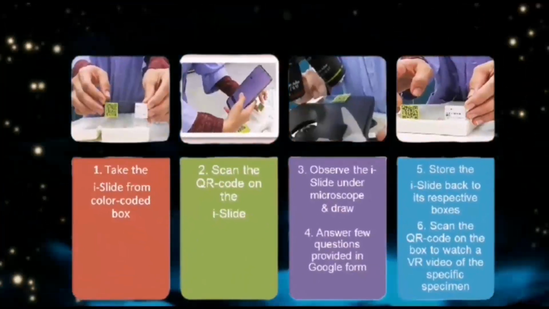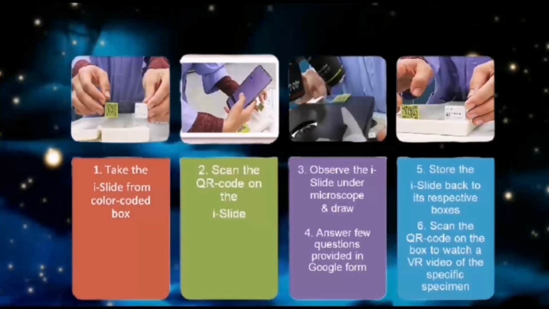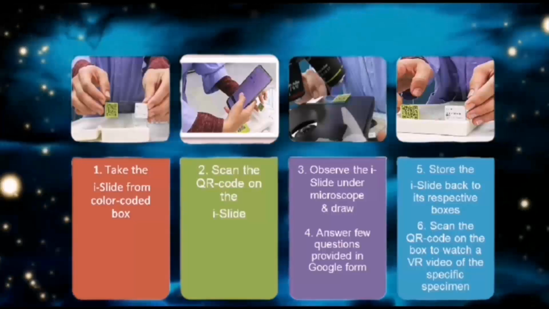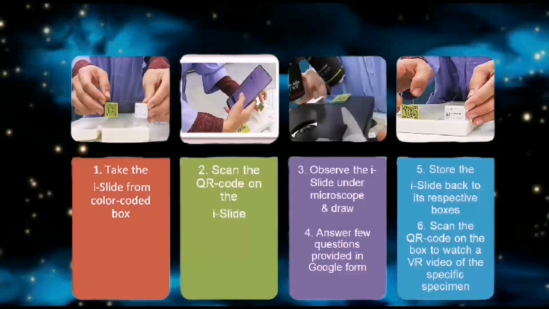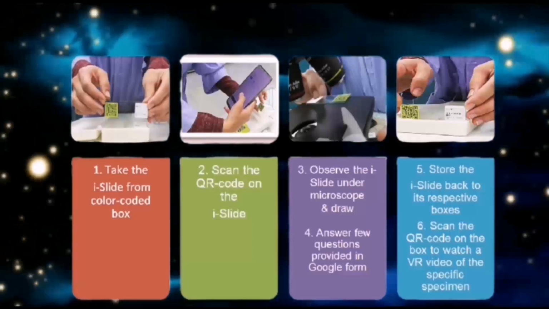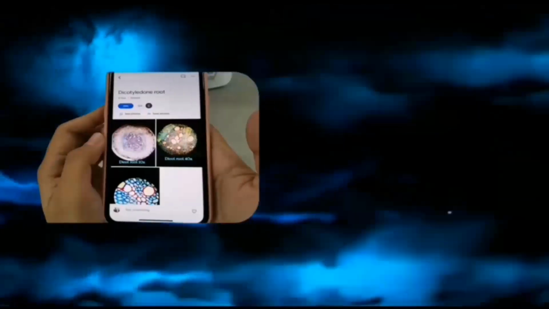Take the iSlide from the color-coded box, scan the QR code on the iSlide, observe the iSlide under the microscope and draw, answer a few questions provided in Google Form, store the iSlide back to its respective box, and scan the QR code on the box to watch a VR video of the specific specimen.